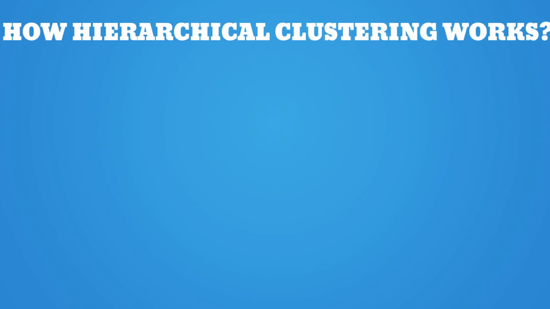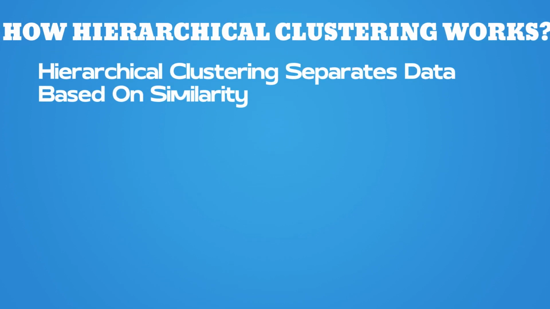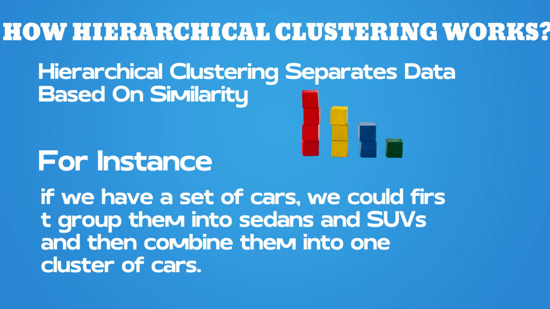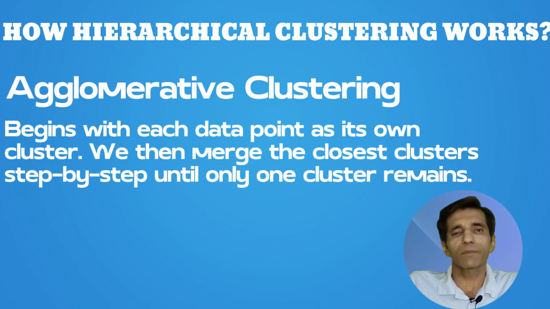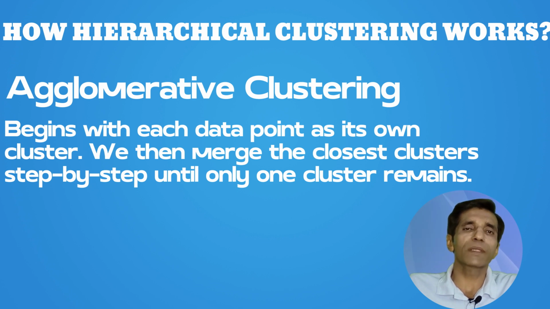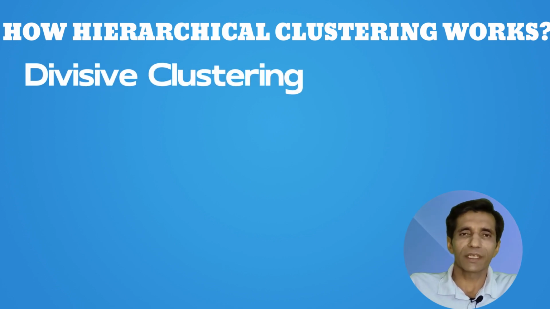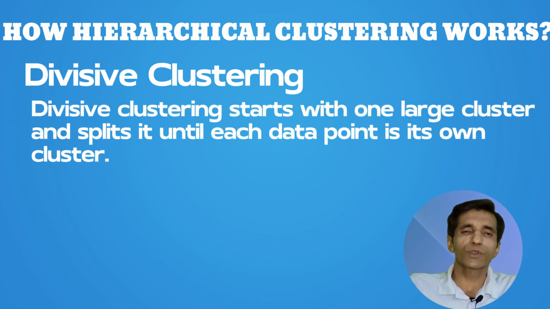How hierarchical clustering works. Hierarchical clustering separates data based on similarity. For instance, if we have a set of cars, we could first group them into sedans and SUVs and then combine them into one cluster. Agglomerative clustering. Agglomerative clustering begins with each data point as its own cluster. We then merge them to the closest cluster step by step until only one cluster remains. Divisive clustering. Divisive clustering starts with one large cluster and splits it until each data point is its own cluster.